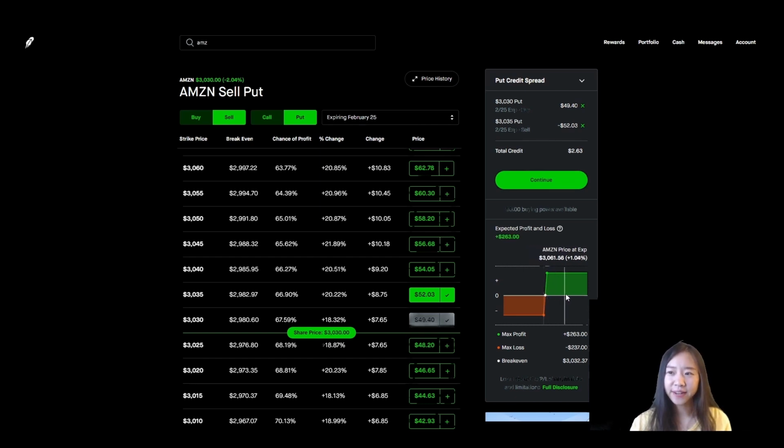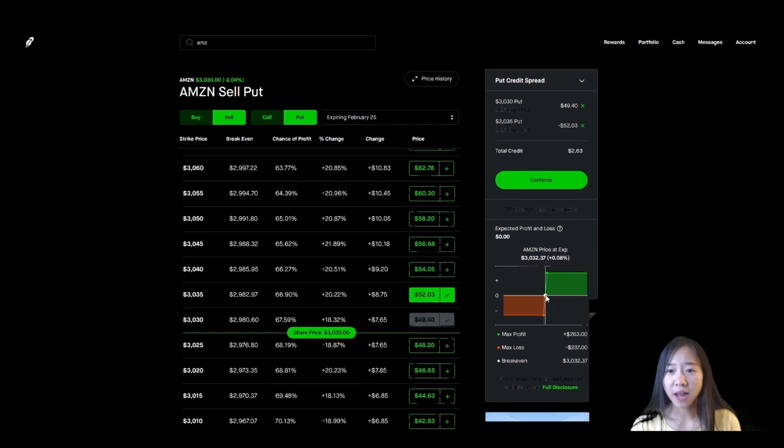The green area is our expected profit. The red area is the expected loss. As you can see, both are limited. As long as the Amazon stock price stays the same or above $3,030, our profit is $263.